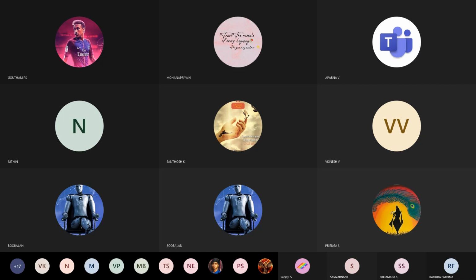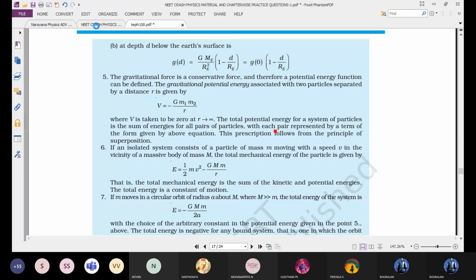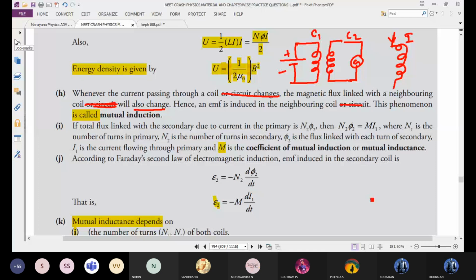Okay, based on the revised syllabus, we completed up to 6 chapters. Okay, this is the 7th chapter, alternating current.